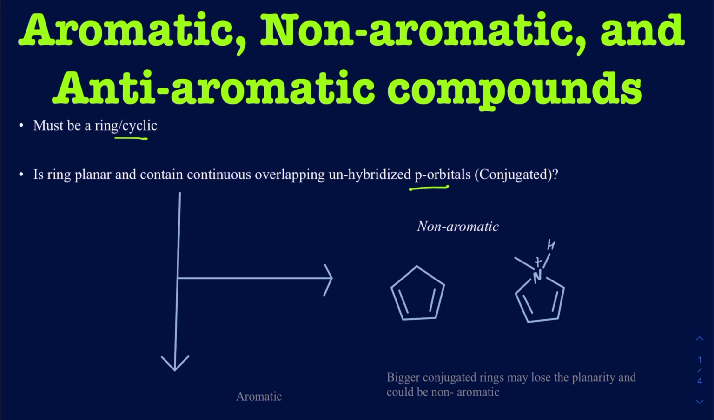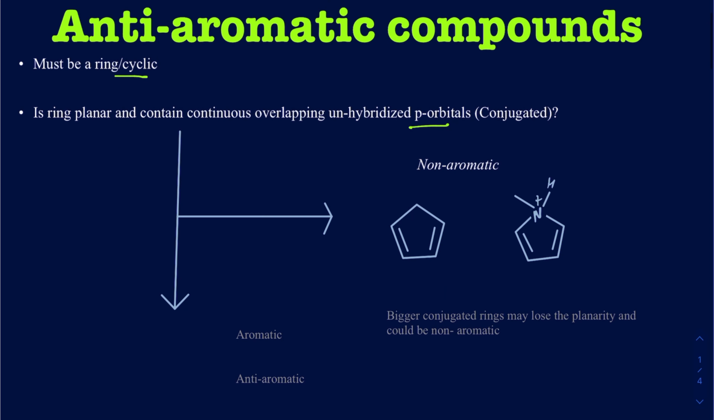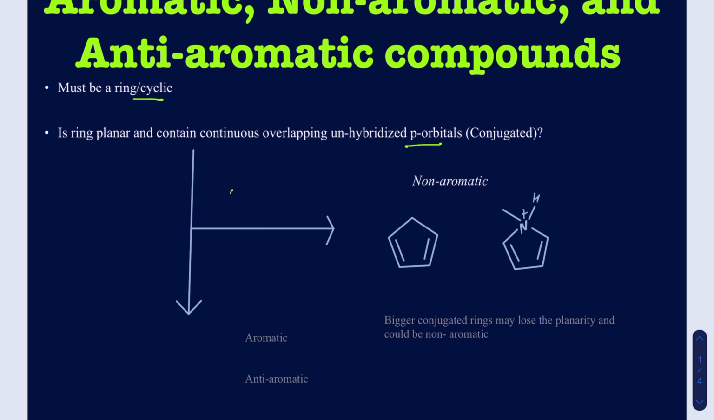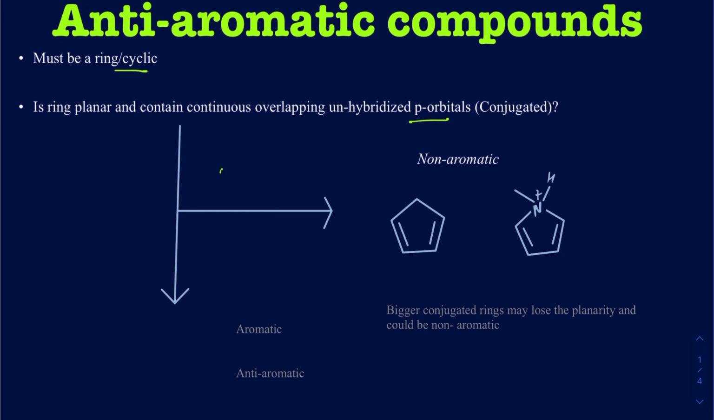So if you meet these criteria, then you're going to be in the category of either aromatics or anti-aromatics. But let's say you do not have a planar ring or you do not have an overlapping unhybridized p orbital system. And if I go ahead and say no here, then you're going to be in the category of non-aromatics.